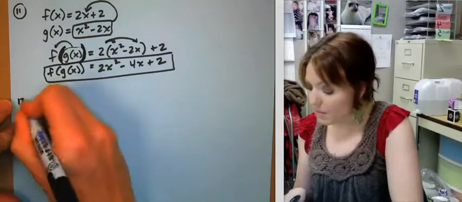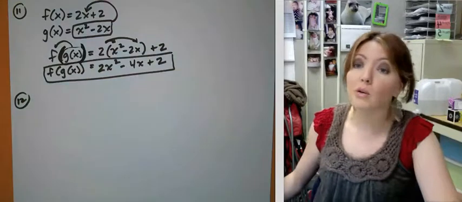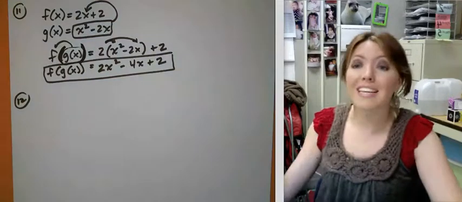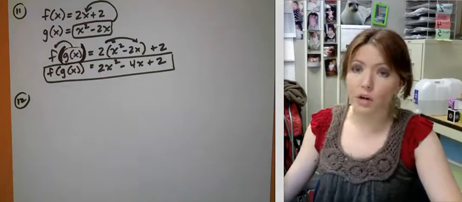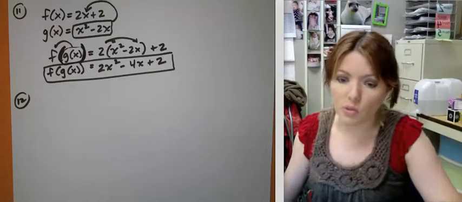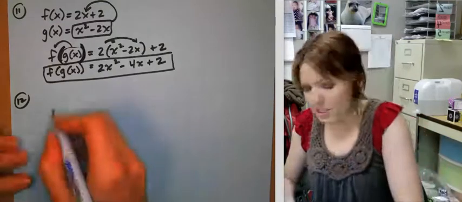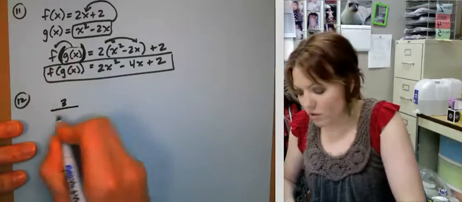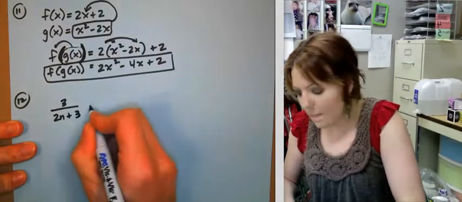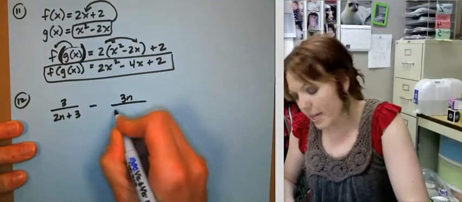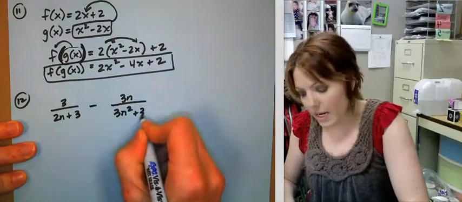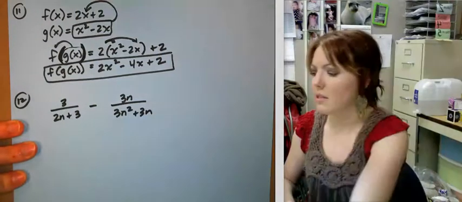So you guys can see that some of these problems take literally a matter of seconds, and others take a little longer. That one should not take too long if you know what you're doing. All right, let's keep going. I have my practice final here. The next one is 3 over 2n plus 3 minus 3n over 3n squared plus 3n. Let's move this over here so you can see it a little better.